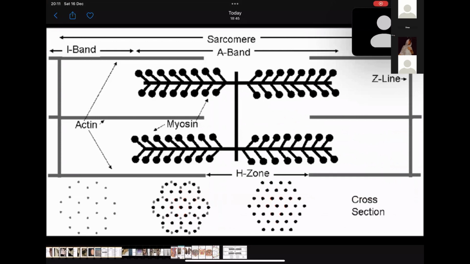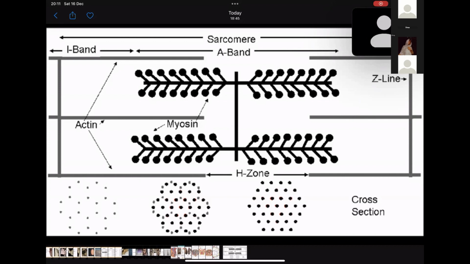So when we are talking about the sliding filament theory, this is the theory that they made up to explain how a skeletal muscle contracts. So how does that happen? This is the myosin. I told you the middle ones, the thick ones, are myosin. It has a head here. You can see circles like this, the head.